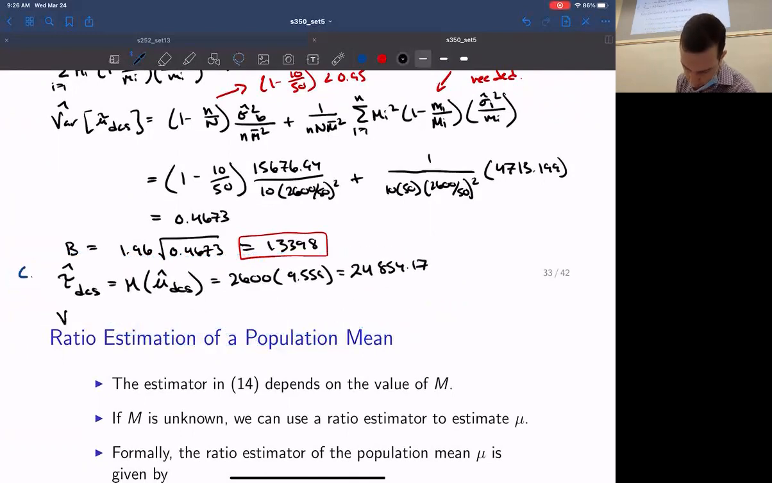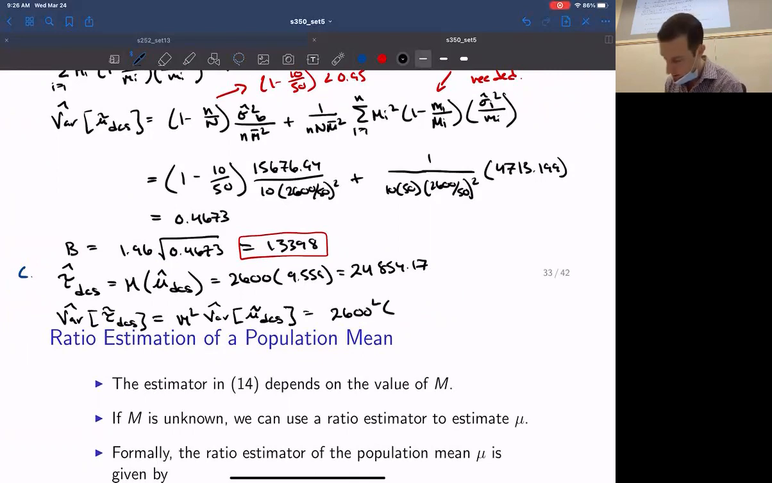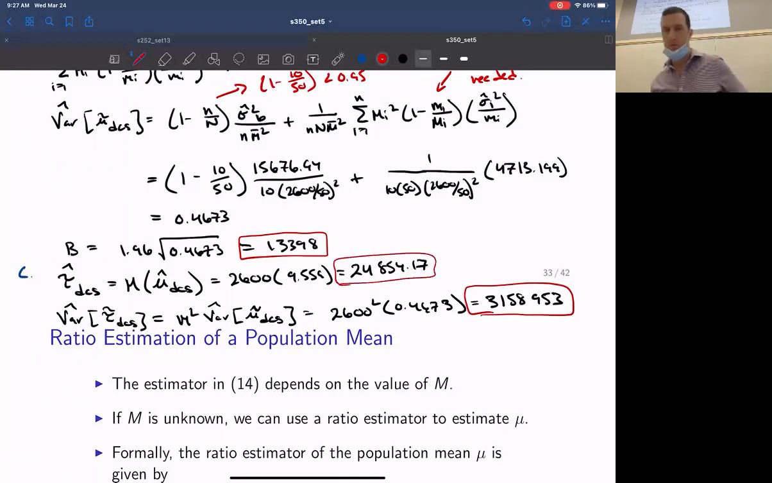And then we also want to get an estimate for the variance of the total. So following the same logic from below, we have the variance of tau tilde DCS is equal to M squared multiplied by the variance of mu tilde DCS. So that's going to be 2,600 squared multiplied by 0.467300, which is equal to 3,158,953.